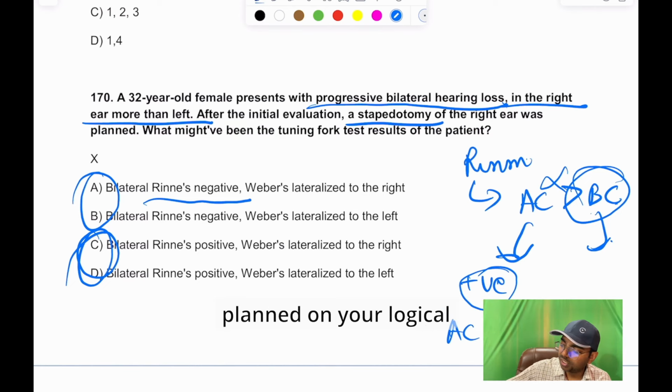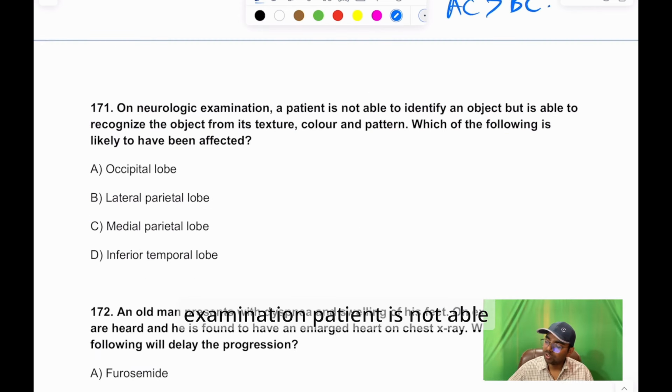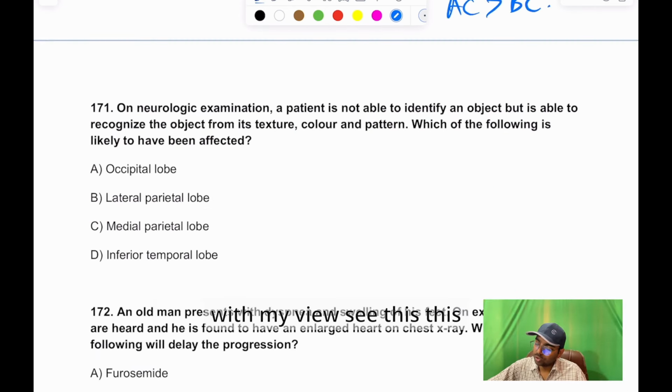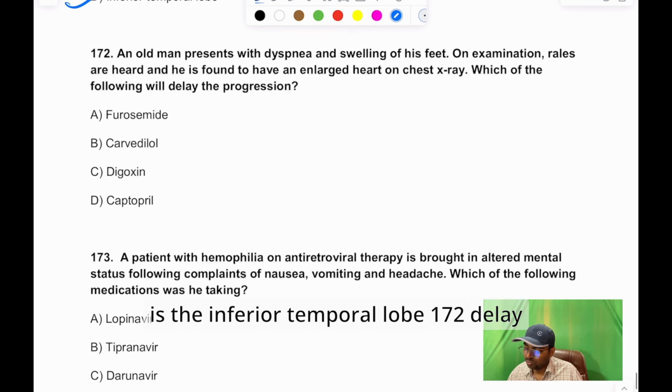Stapedotomy of the right ear was planned. On neurological examination, a patient is not able to identify an object, and is not able to recognize you from time. See, this you have to rectify. This is the inferior temporal lobe.